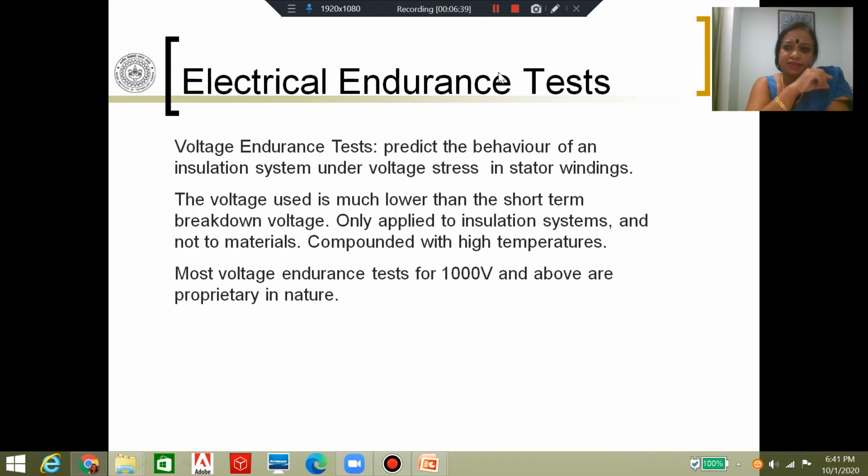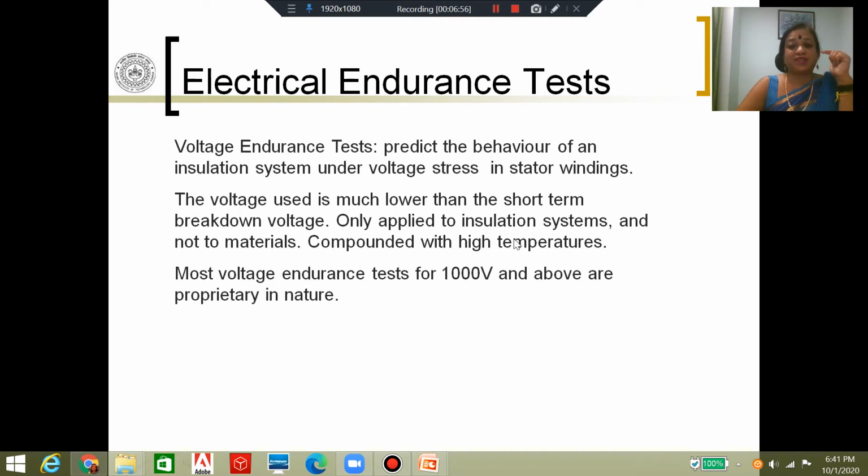So at that voltage, in a short time, we do not expect breakdown to happen. But over a long time, we do expect breakdown to happen. So that is the kind of voltages we are looking at in electrical endurance tests. So the voltage used is much lower than the short-time breakdown voltage.